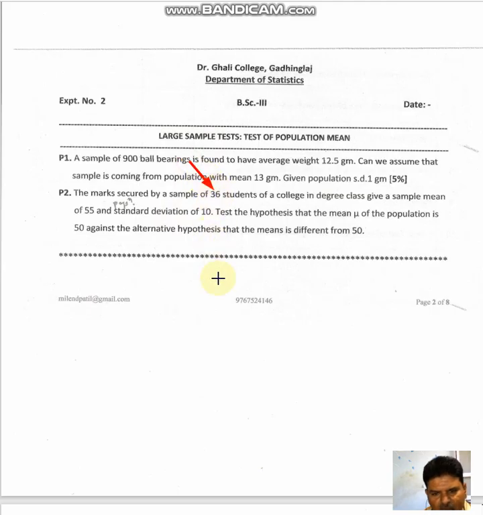So n is equal to 36. Sample mean is 55. Standard deviation is 10. And population mean is 50. These are the four values that we need: n, x bar, mu, and sigma. Once we know these values, it is easy to apply the formula and to solve the example. Let us look at how to solve this example.